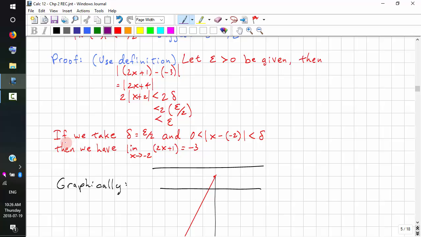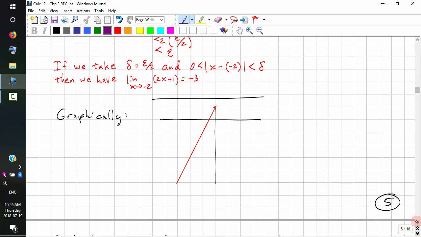Okay, so now we can just restate it. If we take delta equal to epsilon over 2, and we have the absolute value of x minus -2 between 0 and delta, then we have the limit as x approaches -2 of 2x plus 1 equals -3.